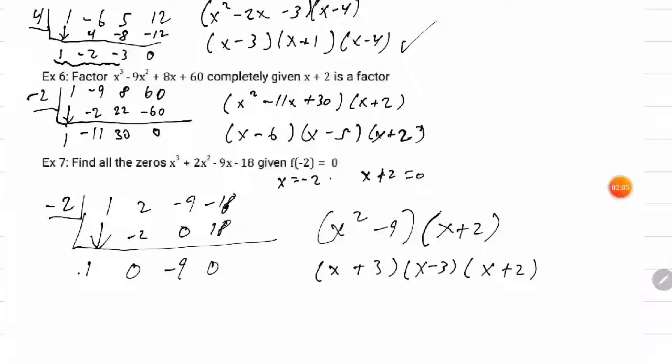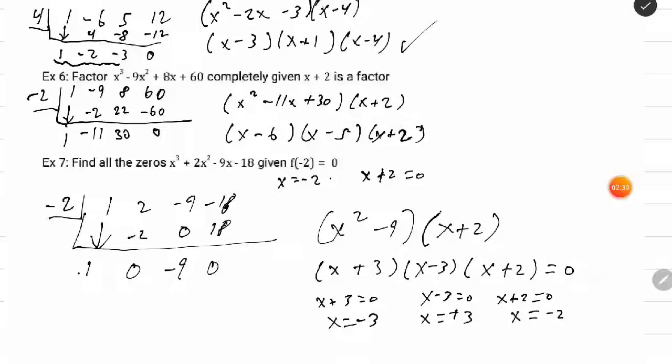Is that our answer? No, because they didn't tell us to factor it completely. They told us to find the zeros. So I'm going to set this all equal to 0. I get x plus 3 equals 0, x minus 3 equals 0, and x plus 2 equals 0. So I have x equals negative 3, x equals positive 3, if it would let me, and then x equals negative 2.